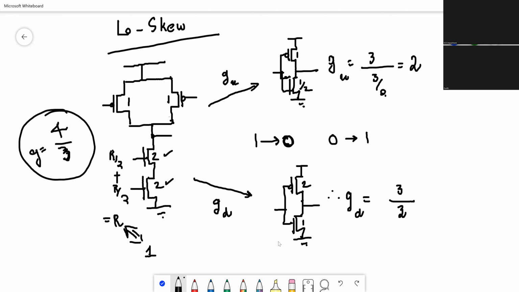Critical transition is the whole idea. And the sizing rule is, whichever transition is critical, you don't change any sizes there; put the original sizes as before. The other set of transistors, you make half of the original size, and then based on the transitions, you calculate the equivalent inverter sizes and then the actual logical effort GU and GD.